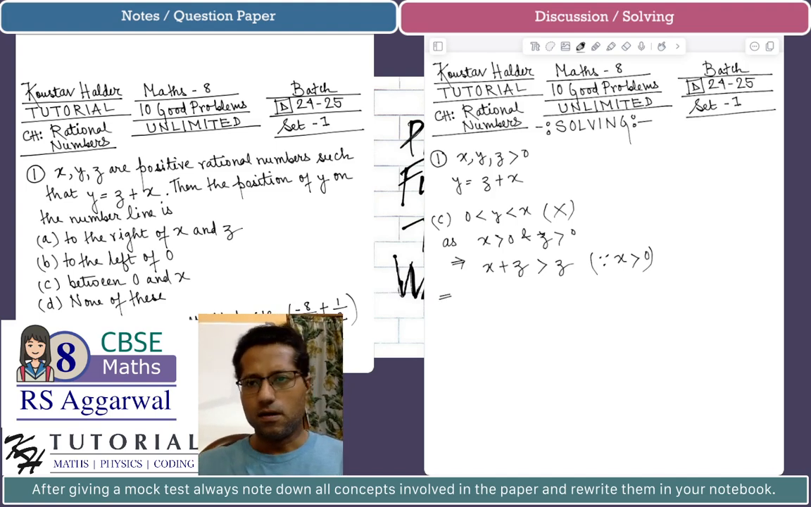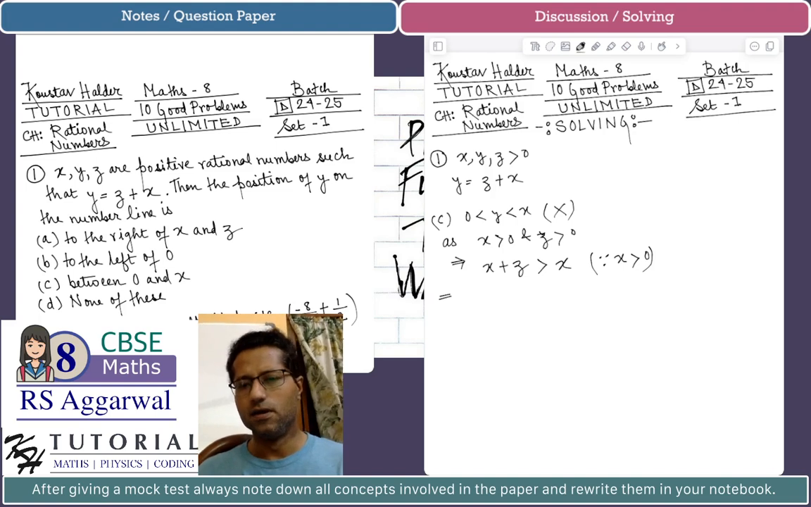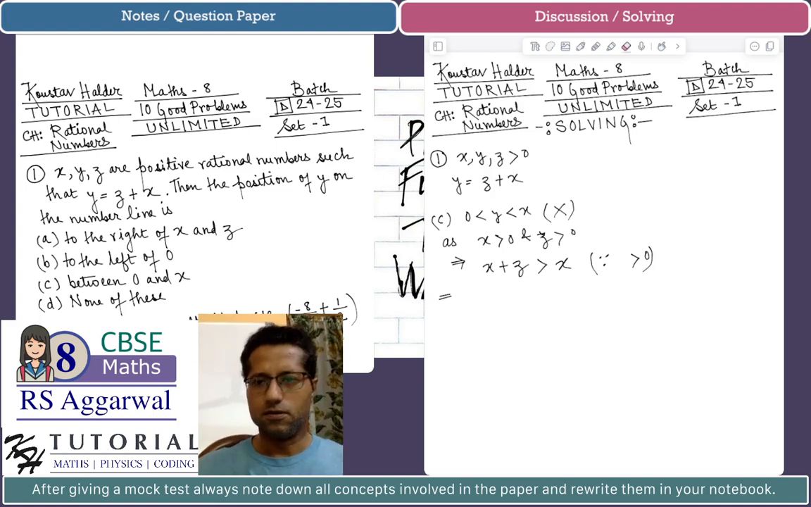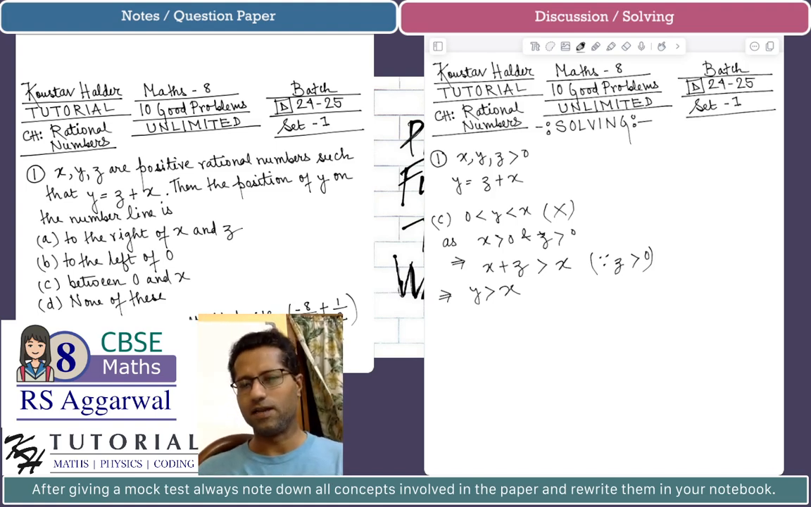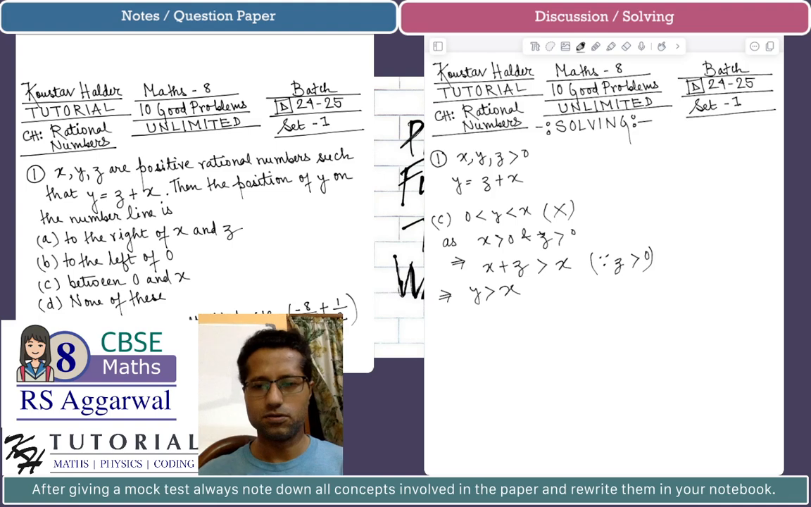I can also say greater than z, or I can also say is greater than x. Since z and x both are positive, x plus z will be greater than x and greater than z. This will be since z is greater than 0. Now this implies, what is x plus z? X plus z is given as y. This implies y is greater than x. So choice C, it is saying that y lies between 0 and x, which means y is less than x. But it is false, as we have just proved that y is greater than x. So choice C is wrong.